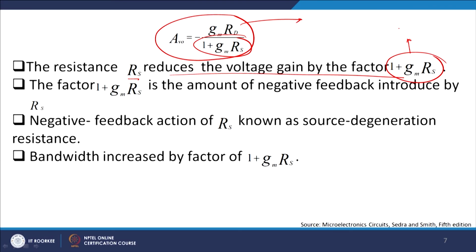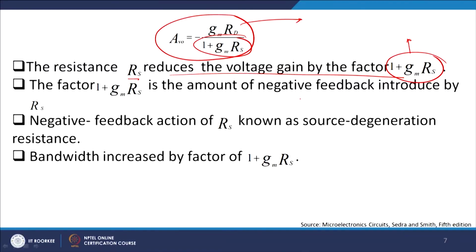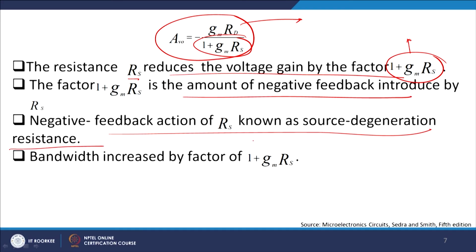So, you have an Rs resistance, the voltage drop across it will be a negative bias, reverse biasing your source to channel contact or source to gate contact, and as a result you will have negative feedback. This negative feedback will result in what? Will result in a reduced gain. So, what happens is the negative feedback is also known as source degeneration, this Rs is known as source degeneration resistance, right, and the bandwidth increases by a factor of 1 plus gm Rs. We will come to this later on in our discussion of frequency response.